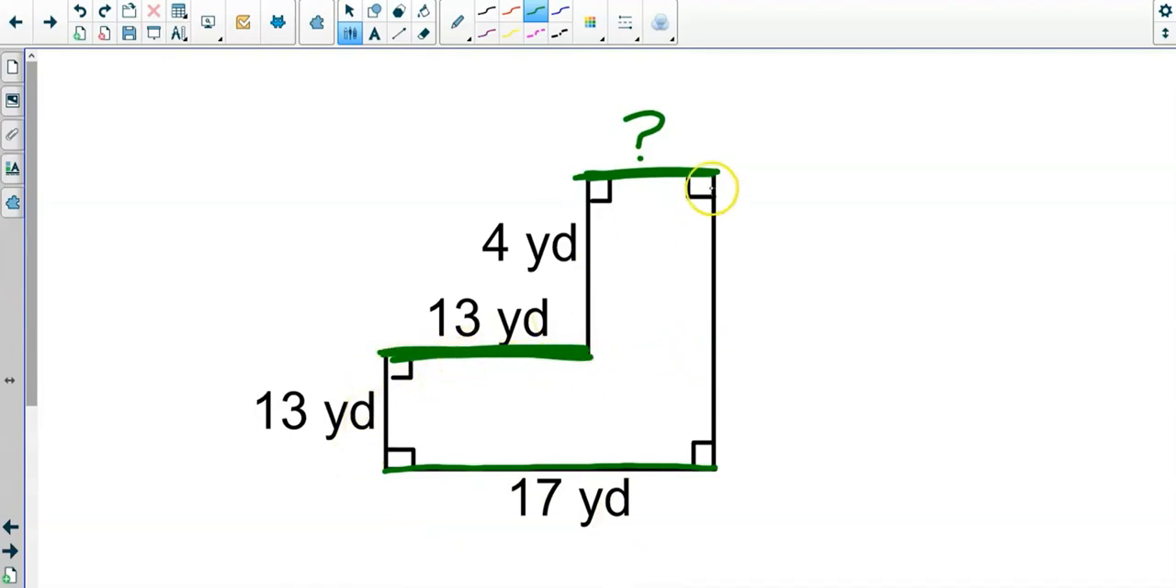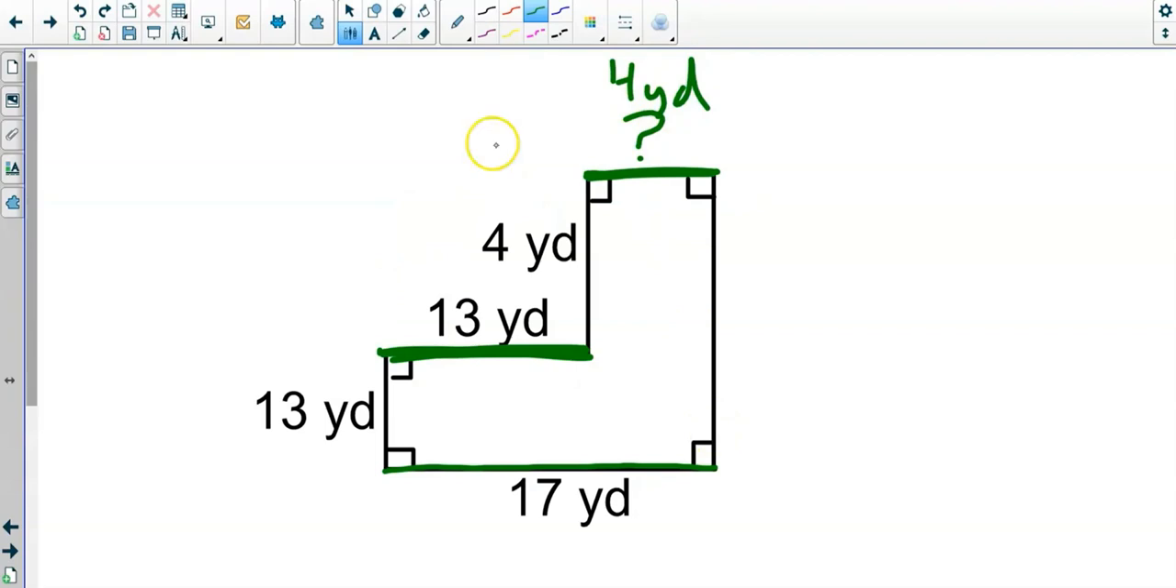If I drew out the rest of my little box right here, all the way across here, with this guy included, has to be 17. Okay? It has to be, because these are all 90-degree angles. So, how much am I missing up there? Well, if you take 17 minus 13, you find out that this guy right here is 4 yards.